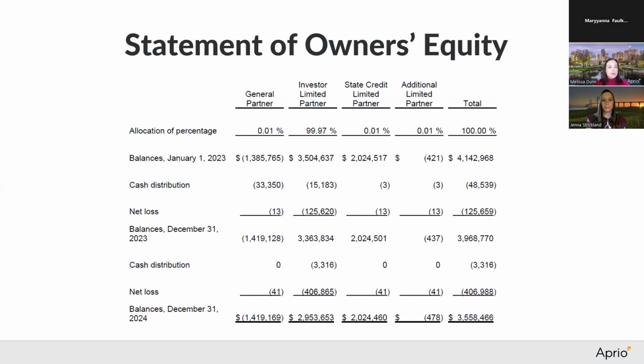This is a typical statement of owner's equity. Sometimes you will have more limited partners. You might have a federal tax credit partner, a state tax credit partner, and then a special limited partner. So there could be multiple, but typically it shows the ownership percentages either in a footnote or in the statement of owner's equity. So you can see the ownership percentage for each entity.